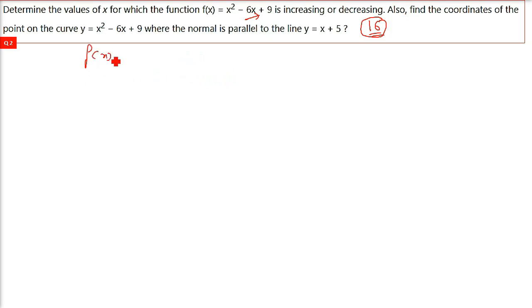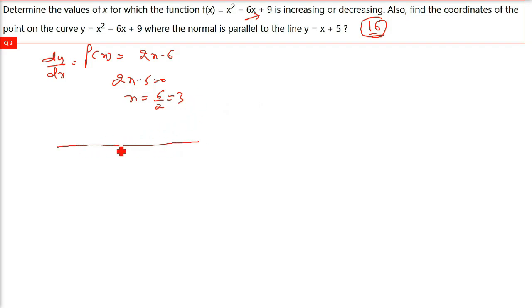So first thing is f(x) is x square minus 6x plus 9. So dy by dx will be equal to, you have to take the differentiation, so it will be 2x minus 6. Now in order to find out the critical point, 2x minus 6 will be equal to 0, to see at what point it is increasing and at what point it is decreasing. So 2x minus 6 equals 0, that is x is equal to 6 by 2, that is the critical point is x equals 3.